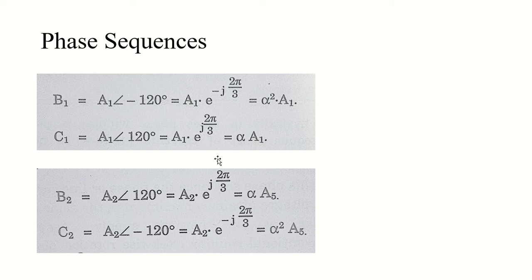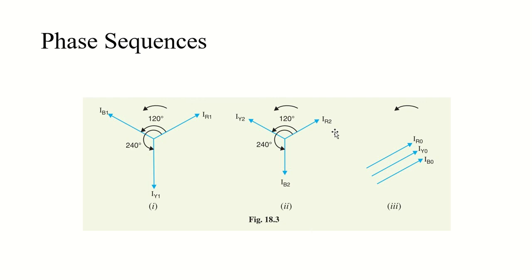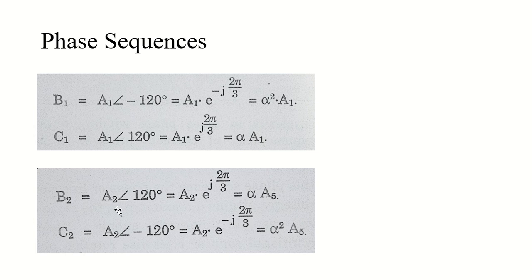And we can call them a2, b2 and c2. So see this lower image, b2 can be represented as equal to a2 angle 120 degrees. So this is a and this is b, so the angle between them is 120 degrees. So b2 is equal to a2 angle 120 degrees, which can also be represented, same way, as a2 e raised to j 2 pi by 3, same way we represented here as well, equal to alpha into a2.